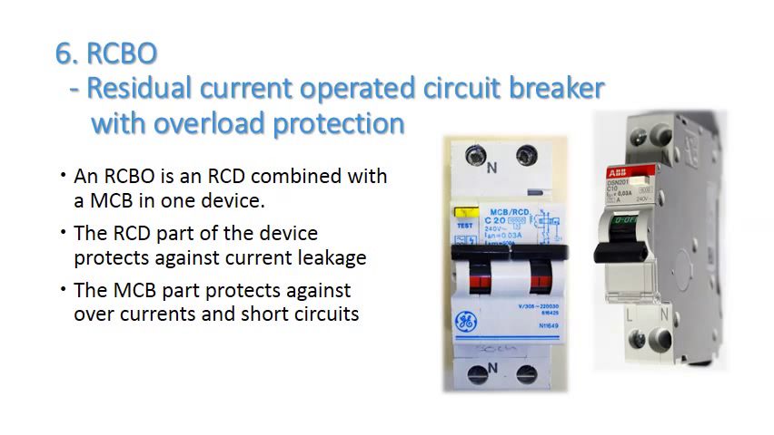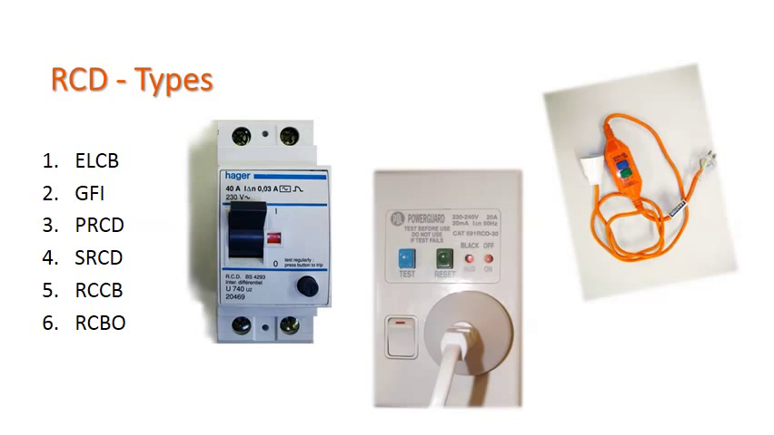RCBO, residual current operated circuit breaker with overload protection. This is an RCD combined with an MCB in one device. They cover all three situations: earth leakage, overload, and short circuit protection. They're installed in the distribution board like the RCCB, and also protect the entire sub-circuit. So there you have 6 different types of RCDs.